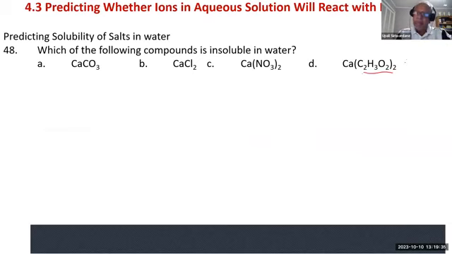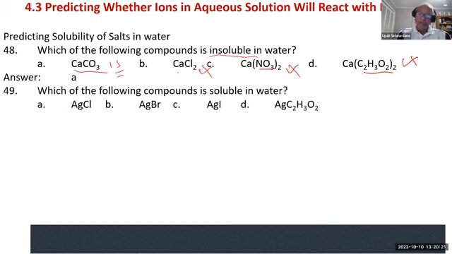This is acetate. Any acetate is soluble. This is a nitrate, soluble. This is calcium chloride. This is soluble. Carbonate. This is insoluble. I should have said insoluble here. These are soluble. Your question is insoluble. Therefore, the insoluble salt is this one, calcium carbonate. Any carbonate except group 1A or ammonium ion is insoluble.